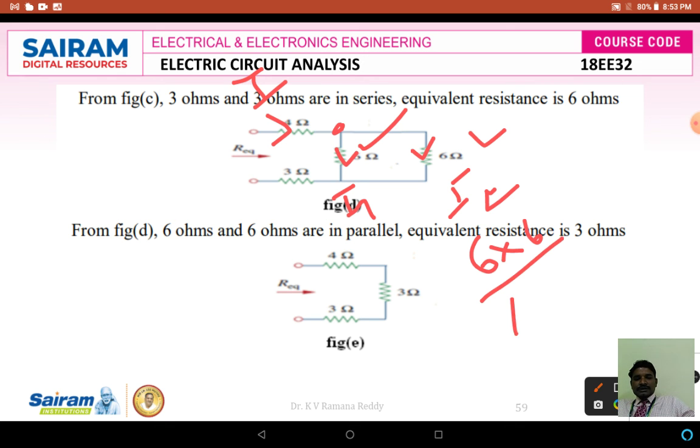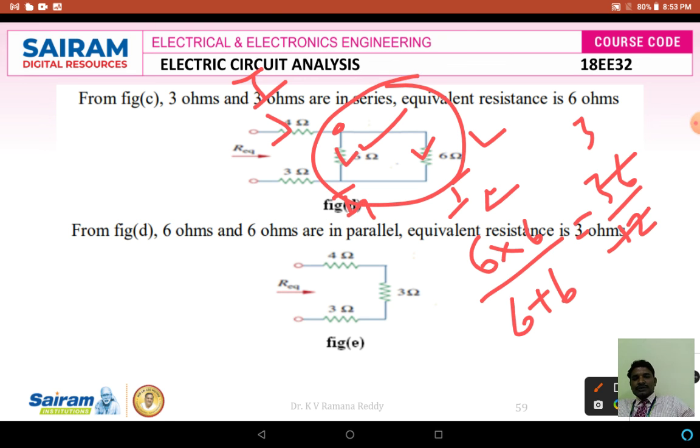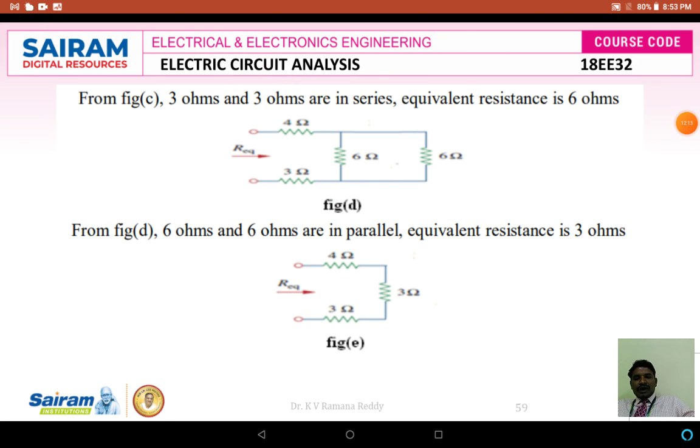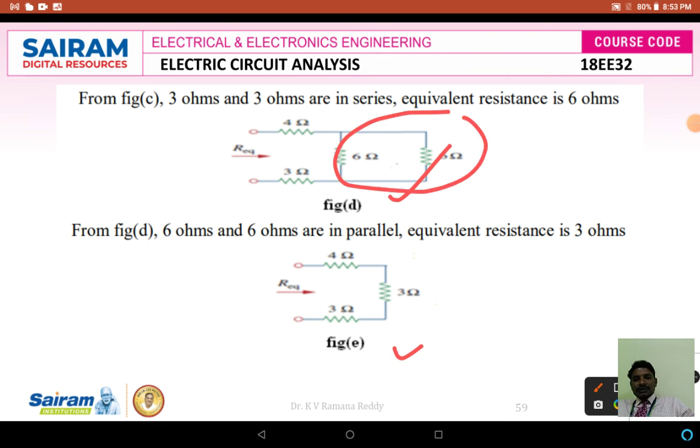6 into 6 divided by 6 plus 6 is 36 divided by 12, which is 3. So the equivalent resistance value is equal to 3 ohms. Now I want to replace these two 6 ohms with a single resistance whose value is equal to 3 ohms. Now I replace figure D with figure E. Here these two are replaced by one 3 ohm.